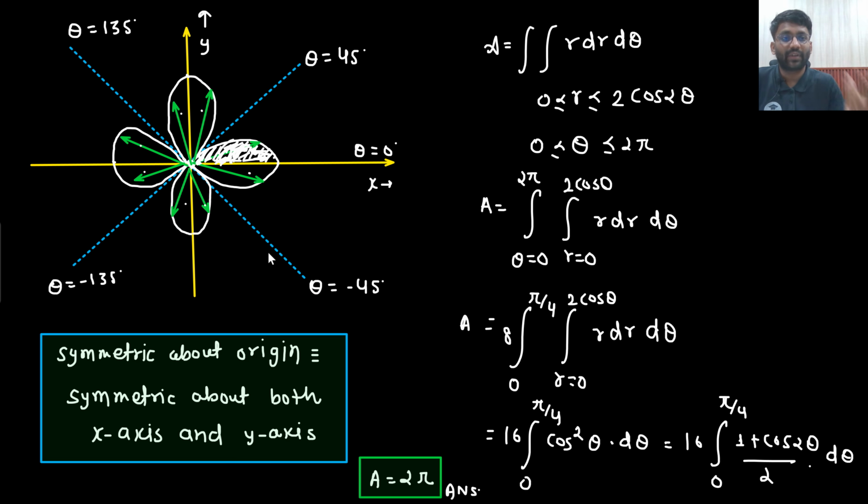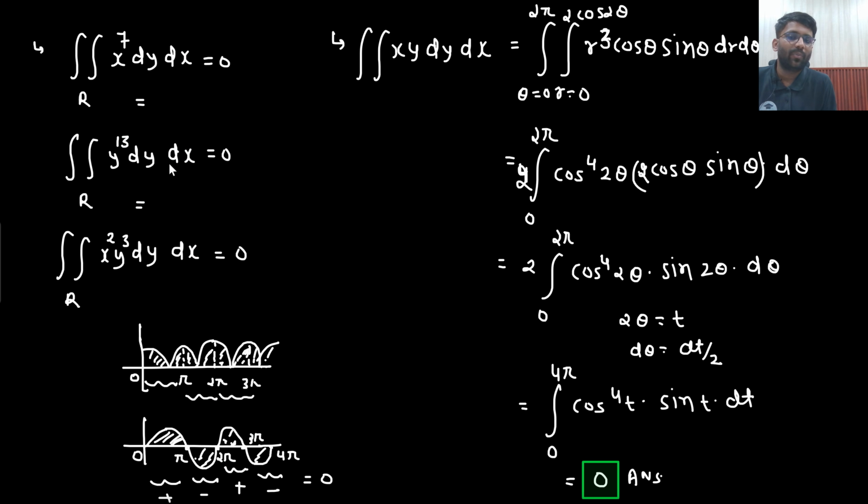So if it was symmetric about the x axis, then the answer would have been double integral of y to the power p dy dx equals 0. If it was symmetric about the y axis, then the answer would have been double integral of x dy dx equals 0. If it was symmetric about both the x axis and the y axis, then everything would be equal to 0. Understandable? All good? All fine?